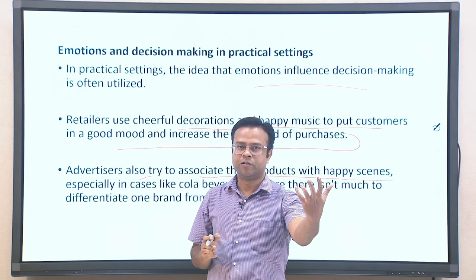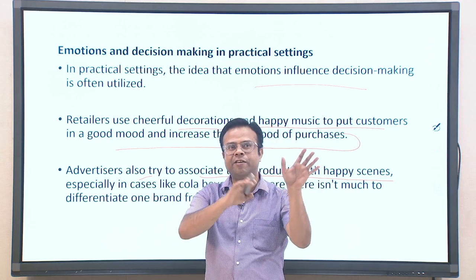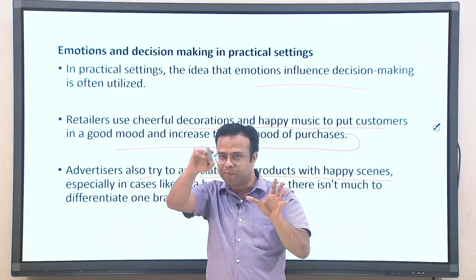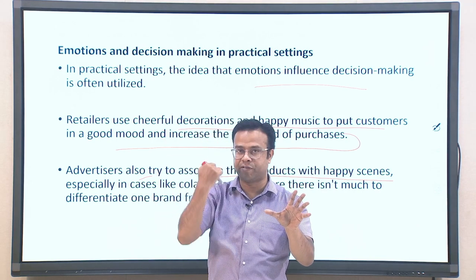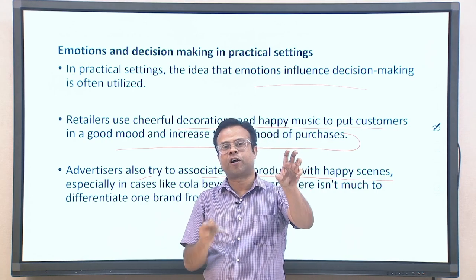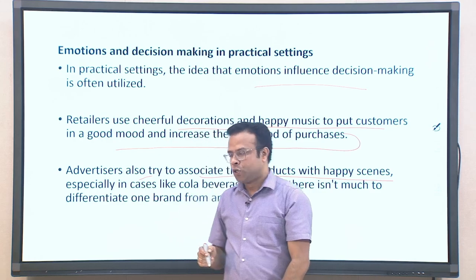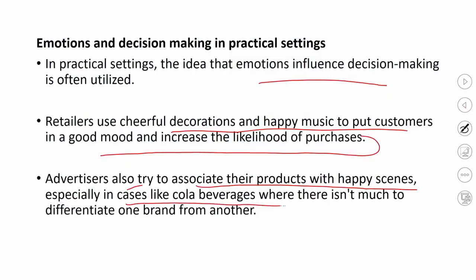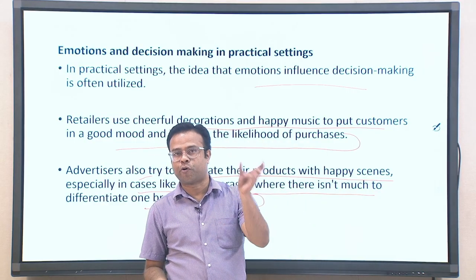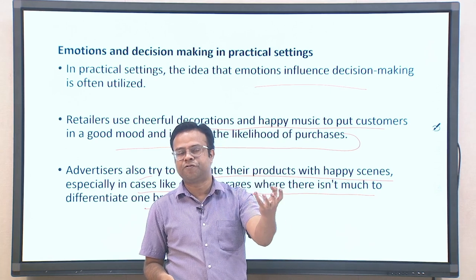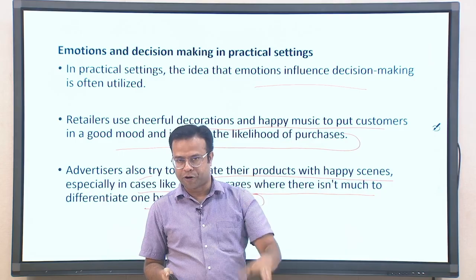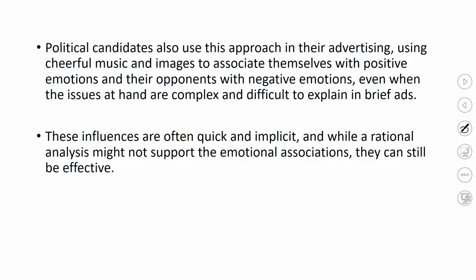So when they say this is a good product, people may not consciously evaluate whether it is really good or not, but simply because it is associated with a celebrity with whom there is a positive emotional connection, people will associate the product with those positive emotions and are more likely to buy it. Happy scenes are especially used in cases like cola beverages, where there isn't much to differentiate one brand from another, so they use positive images even in posters, so that people are more likely to associate the product with positive emotions and make more positive judgments in terms of buying the product.